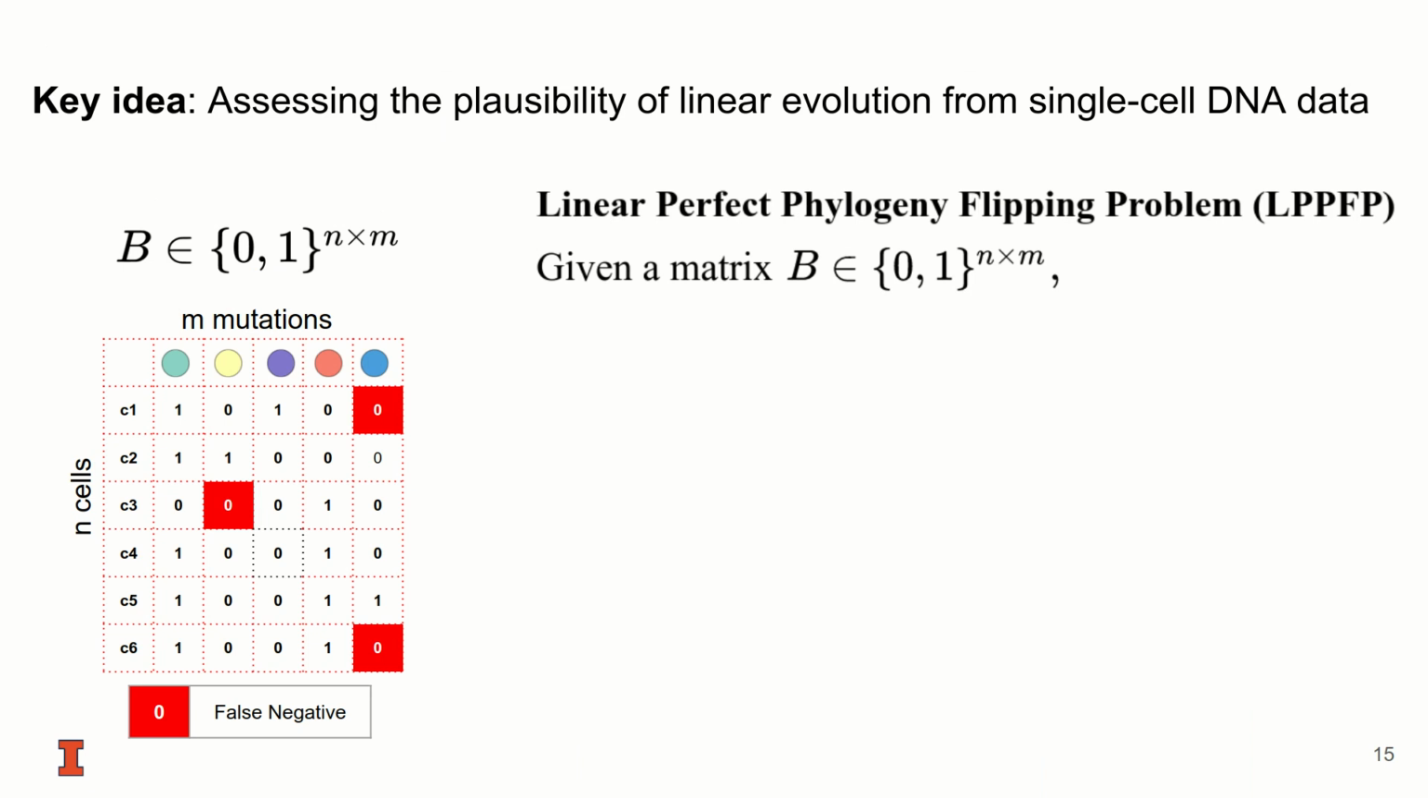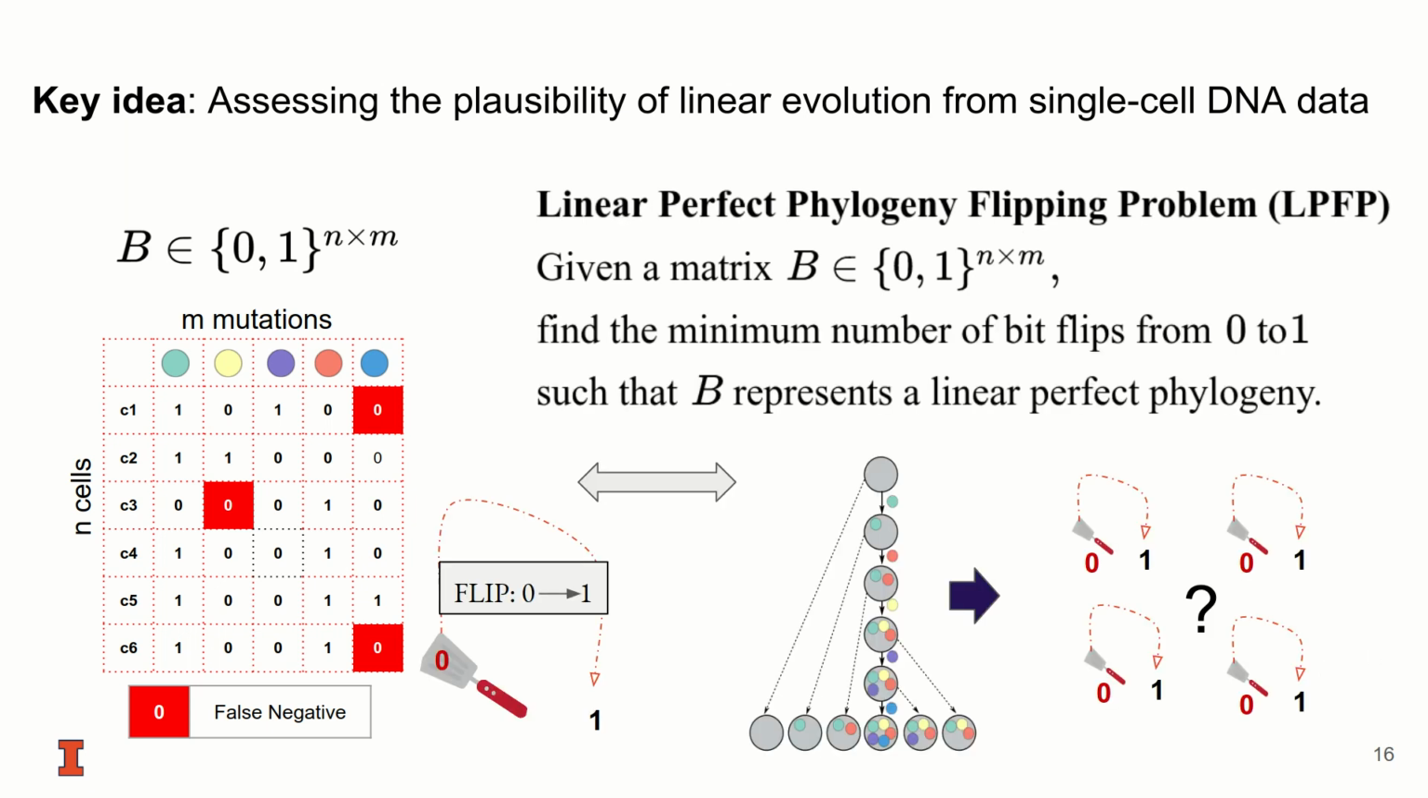So in order to perform this hypothesis test, we require a method to calculate an appropriate test statistic. So to facilitate this, we formulated the linear perfect phylogeny flipping problem. And the input is a binary n by m matrix B, where n is the number of single cells and m is the number of mutations. And the output is the minimum number of flips from 0 to 1, such that matrix B will represent a linear perfect phylogeny.